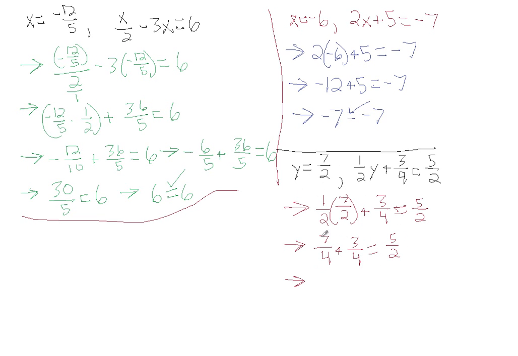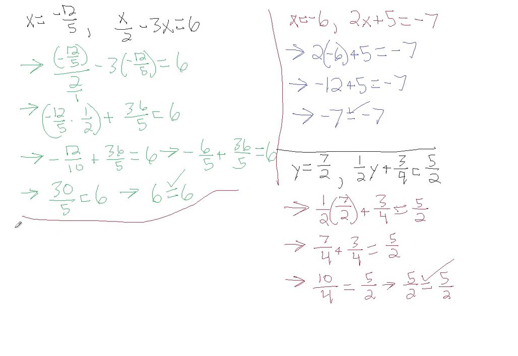But let's see. These already have a common denominator, so we can add across the top. 7 plus 3 is 10 over 4. And we have 5 halves on the other side. And 10 over 4, if we pull out a factor of 2 out of top and bottom, we get 5 halves. And 5 halves does equal 5 halves, which means 7 halves is a valid solution for the equation.